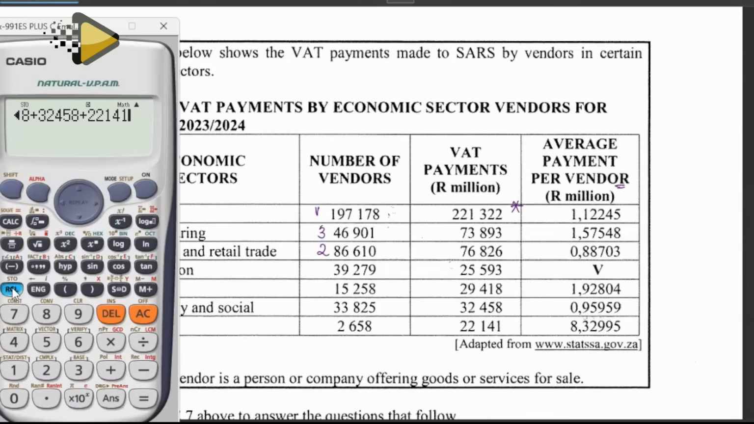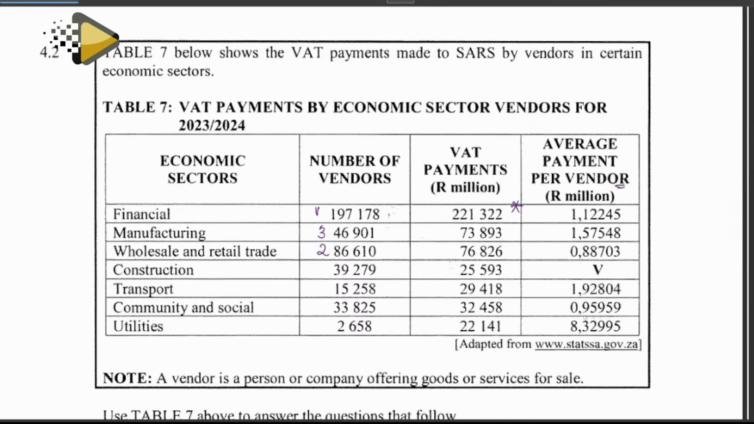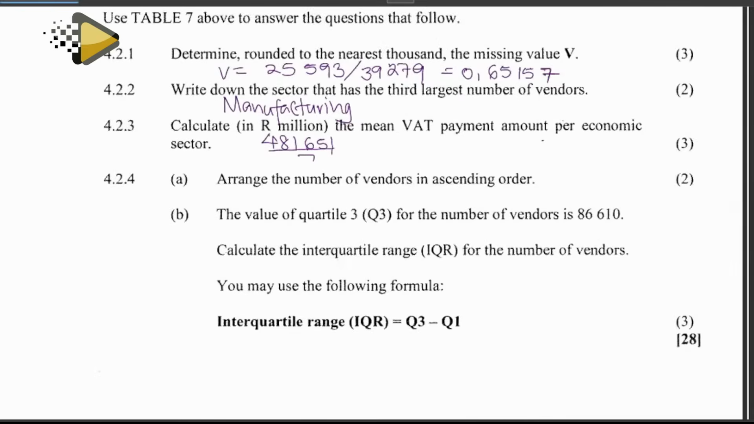and you press equals. Okay, so we've got that answer there. So we've added everything and we got the answer as 481,651. Don't worry, they're all in million. So how many sectors or how many numbers have we added? So they are 1, 2, 3, 4, 5, 6, 7. So we divide it by 7.